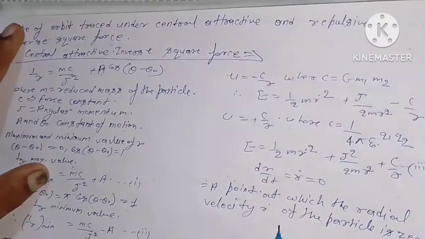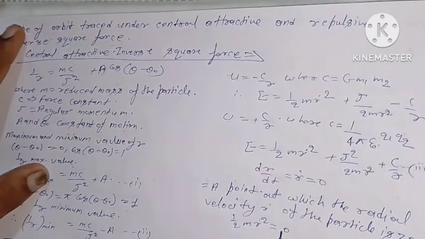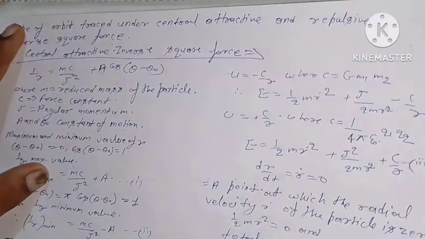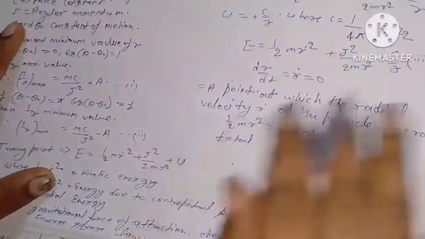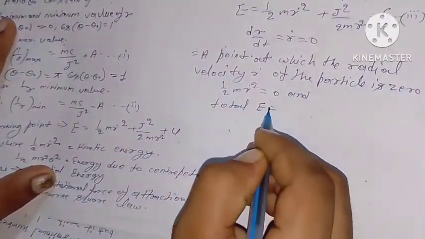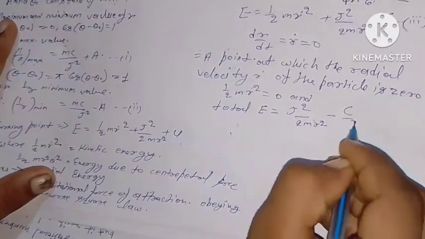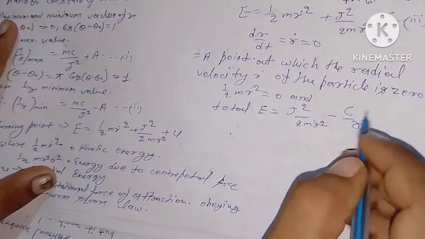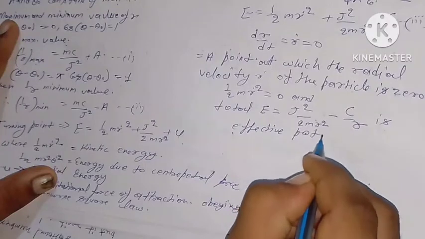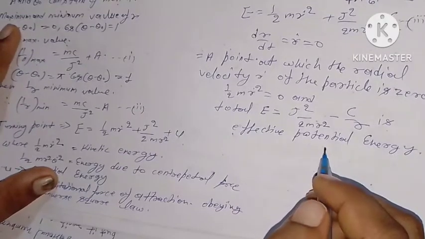In such a case, the kinetic energy of the particle, 1 by 2 m r dot square, is 0, and the total energy E equals j square upon 2 m r square minus C upon r, which is the effective potential energy.